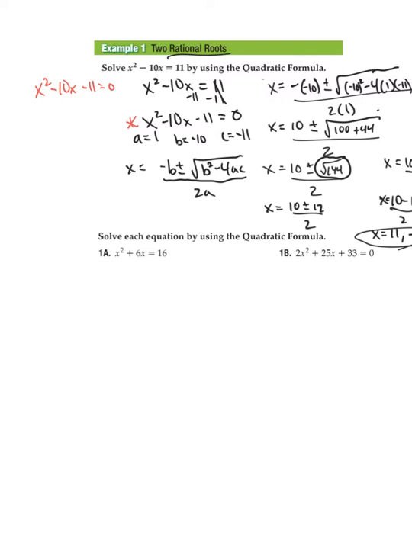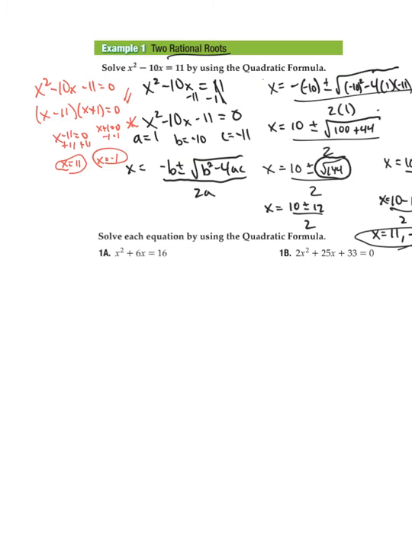Numbers that multiply to negative 11 and add to negative 10: negative 11, positive 1. So x minus 11 equals 0, x equals 11. x plus 1 equals 0, x equals negative 1. Okay, so if you can solve them by factoring, guys, it's still easier to solve them by factoring.